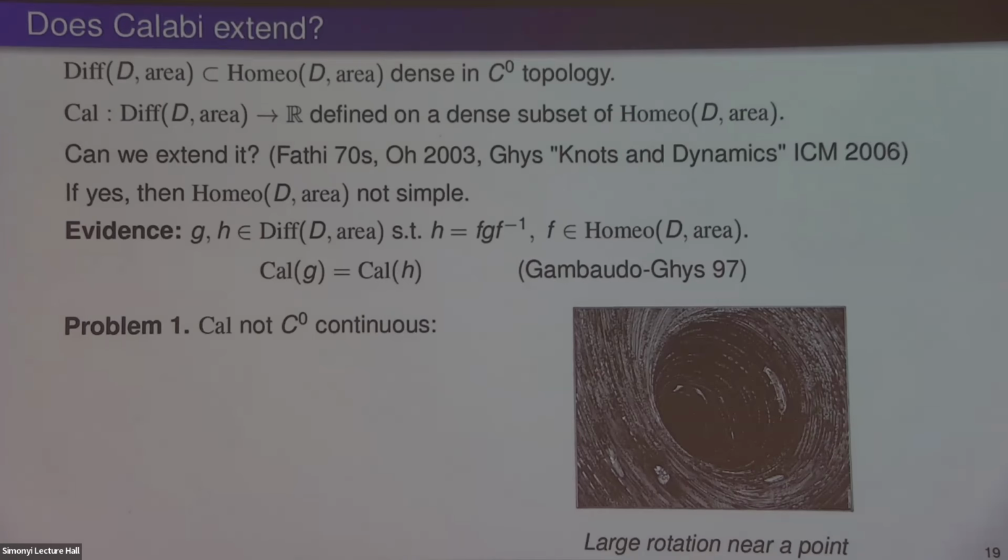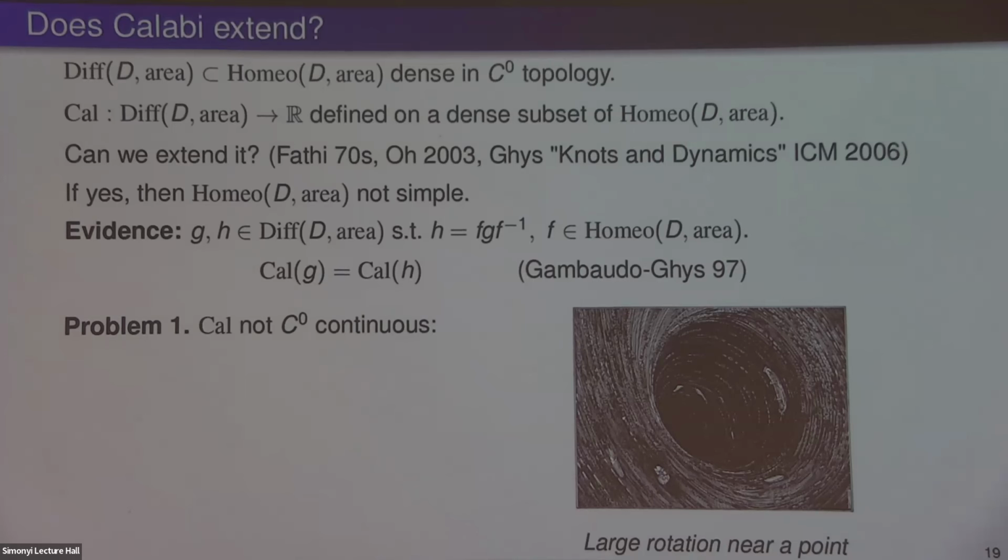So we recall the Calabi invariant is an average rotation. If you take a diffeomorphism or a homeomorphism which concentrates a huge amount of rotation near a point, that shows you that the Calabi invariant is not C0 continuous. So you have to look at the storm in the eye to see the C0 discontinuity.